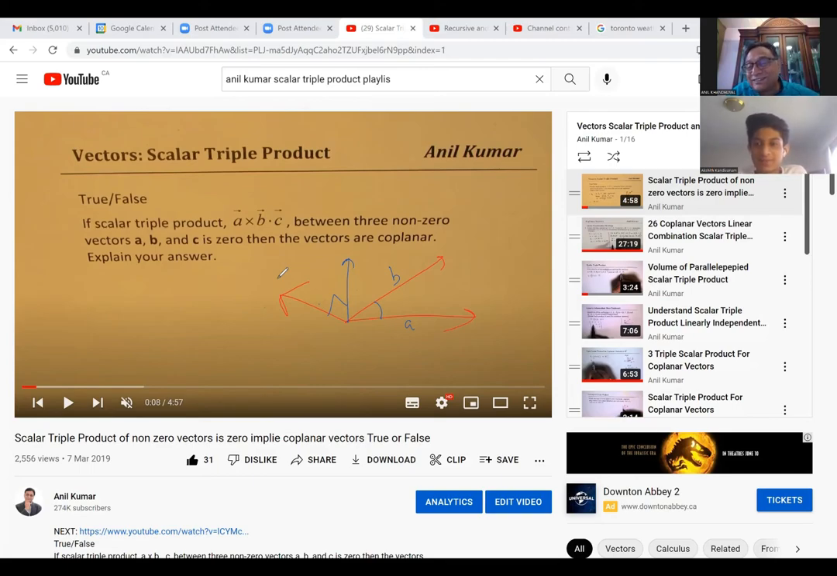So that means the three vectors are in the same plane, correct? Correct. So this is a very good proof. If you have to prove that these three vectors are coplanar, what do you do? You find the scalar triple product. You get the idea? Yes, sir. Got it.